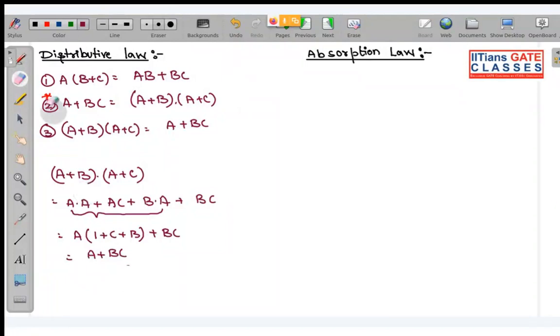So you can see this is again equal to the left hand side. So RHS is equal to LHS. So that is why this is the theorem. And this is just the opposite. A plus B into, means AND, A plus C, this is equal to A plus BC. Did we understand this or not? Distributive property. The next is what?